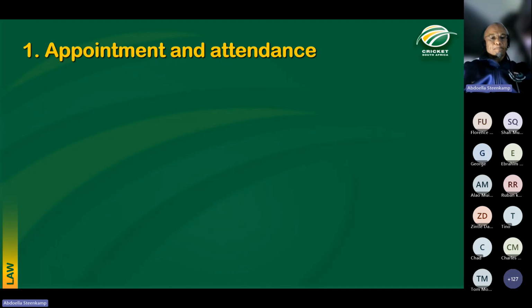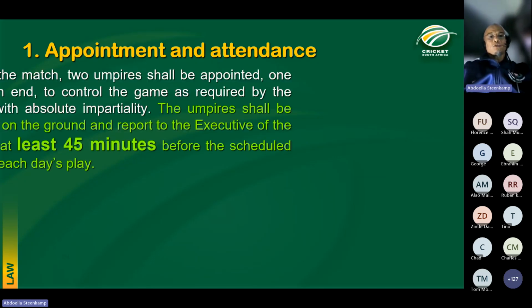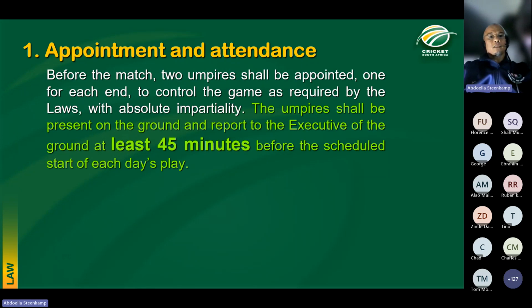So when it comes to the umpires, there's lots of duties that the umpires need to perform, and we will go through the laws and see what those duties are. So when it comes to the appointment and the attendance of the umpires, before the game, 2 umpires, where possible, to be appointed. And again, the second portion is highlighted in green, so there is an exam question based on this. According to the laws of cricket, the umpires need to be at the ground at least 45 minutes before the scheduled start of each day's play. So if the game is supposed to start at 10 o'clock, the umpires need to be there latest 9:15 a.m.